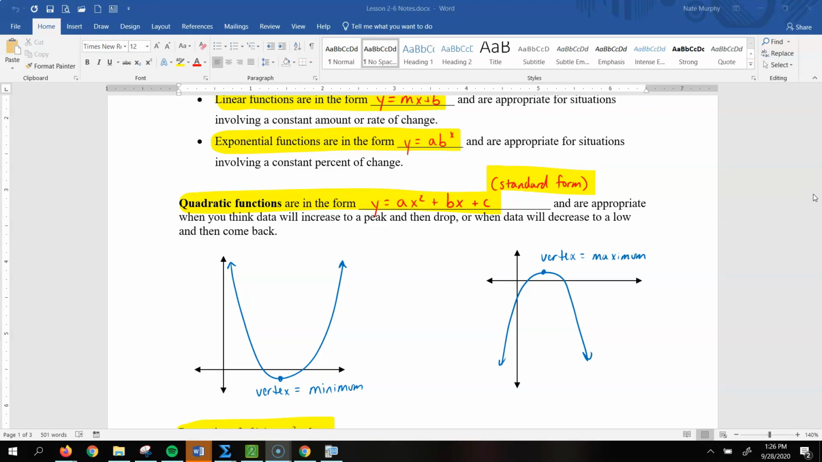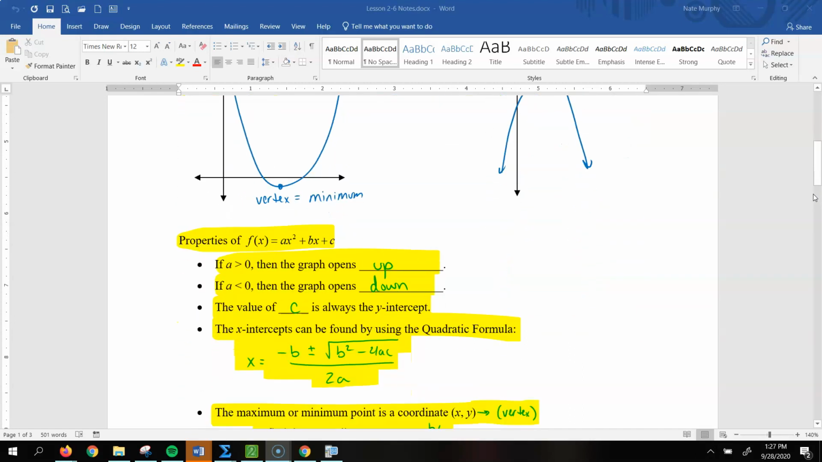It's the lowest point. On the right, we see here that we have a parabola opening downwards. And in that situation, your vertex is now the maximum value. And so sometimes, like I said, a vertex can be either a minimum or a maximum value.